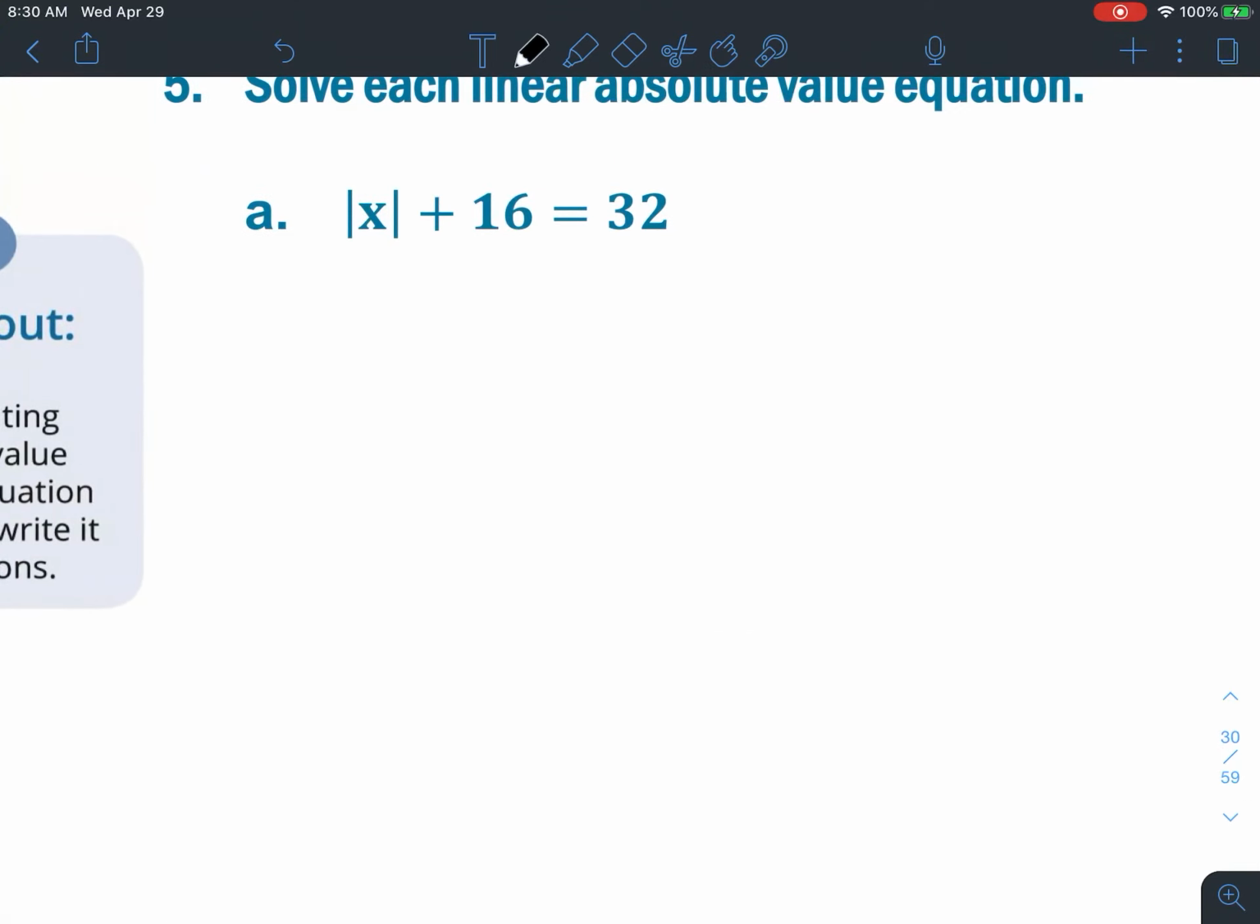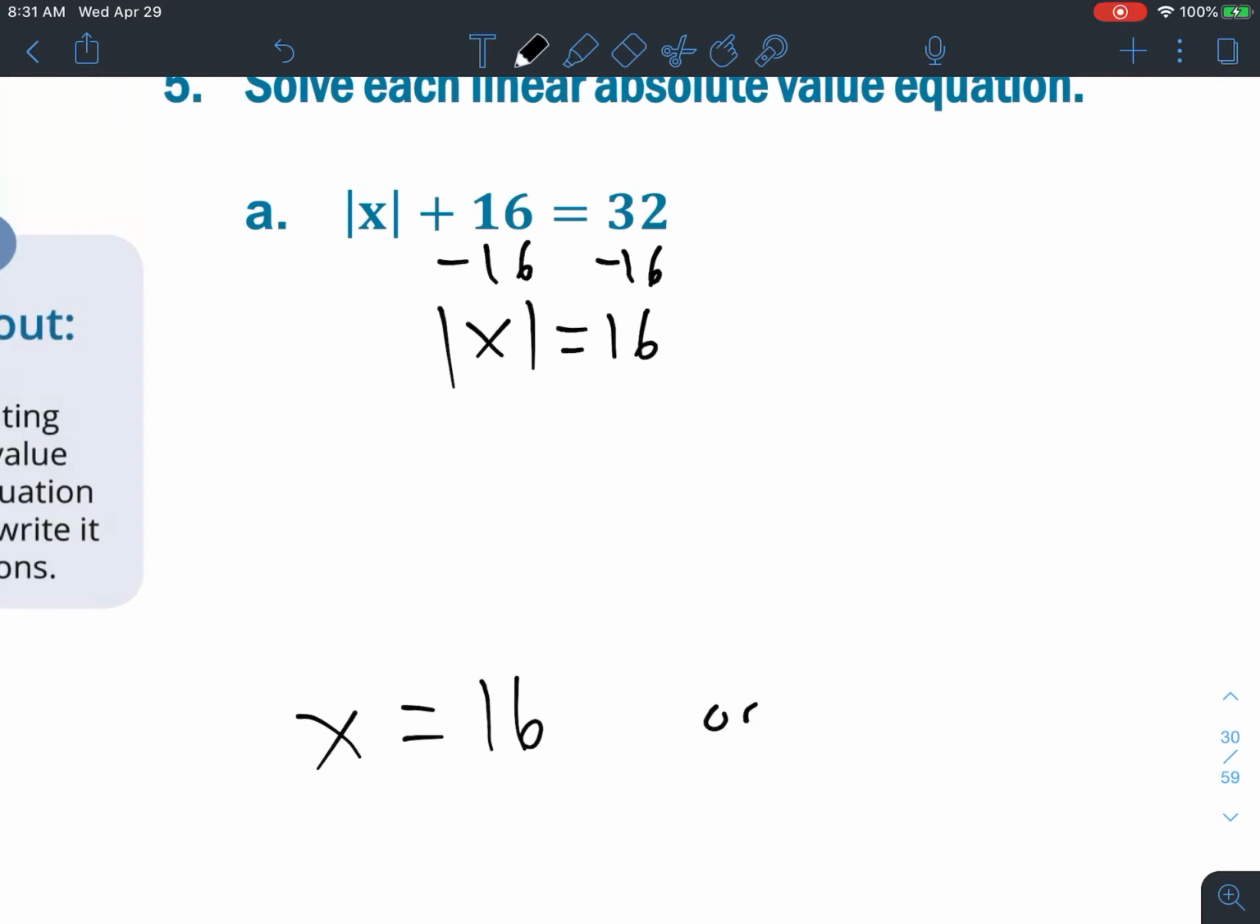So you can move this negative 16 to each side if you need the help to do it. Absolute value of x is equal to, when you take 32 minus 16, leaves you with 16. So that means your x value can be 16, or your x value can be negative 16 because of the absolute value sign.